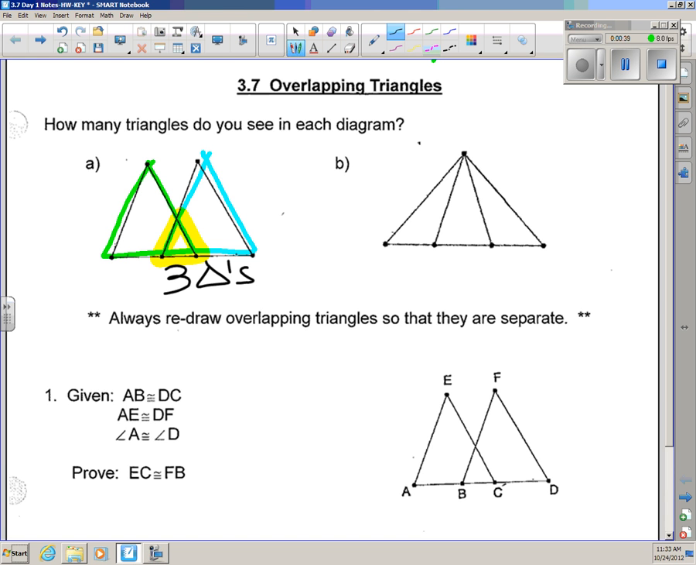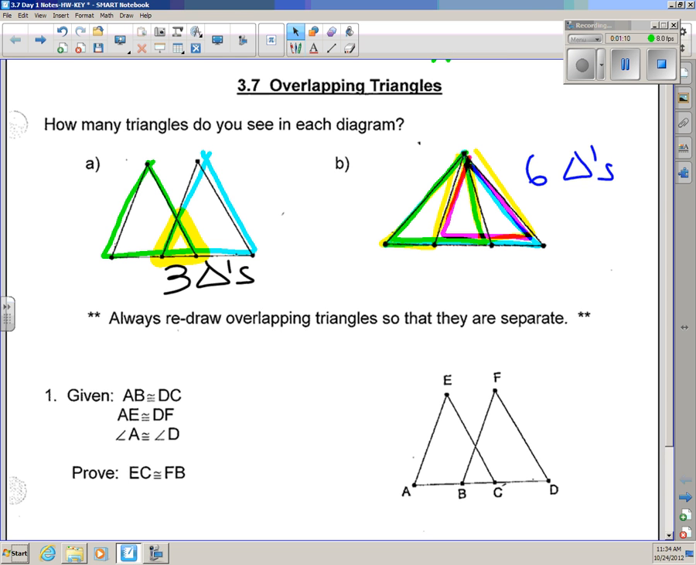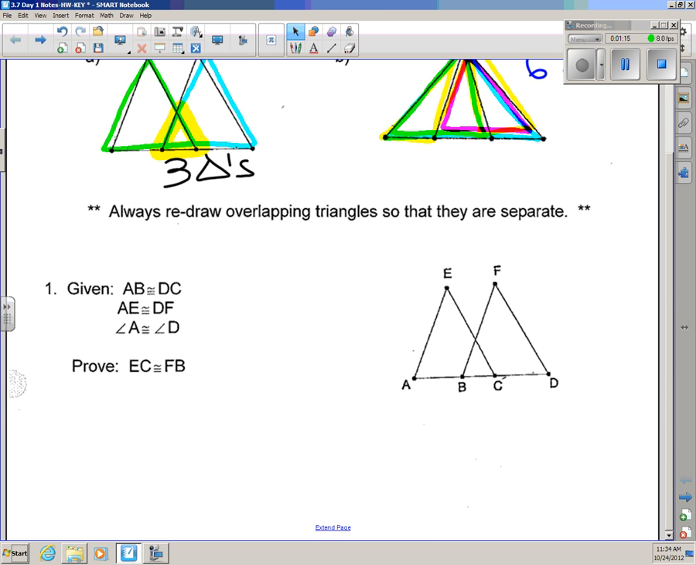On this next one, if you haven't looked at it already, take a quick look. You should be seeing 6 triangles here. You've got the big one, you've got a biggish one, another biggish one, so that's 1, 2, 3, and then you have all these individual guys. Then you have this guy over here, 4, this guy over here, 5, and this guy over here, which is 6. All right, so you might want to always redraw the overlapping triangles so that they're separate. You don't have to. I say always, but you do what you need to do.